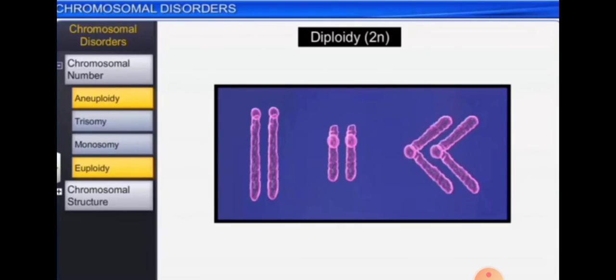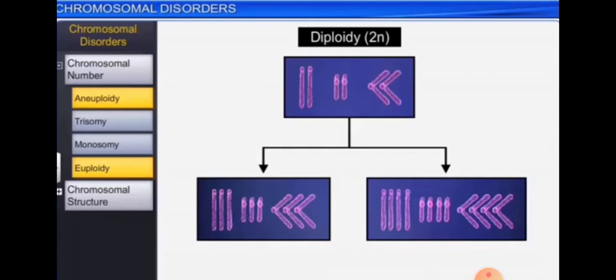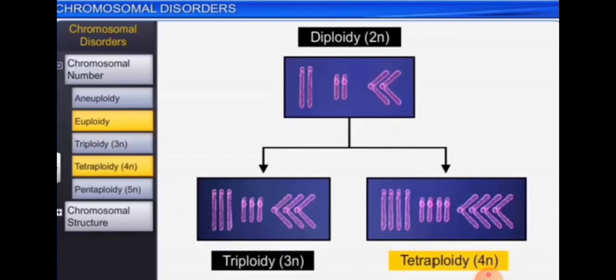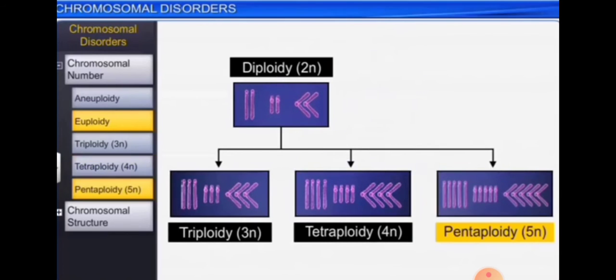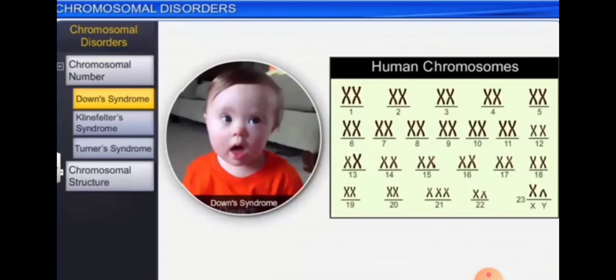Now, euploidy is a polyploidy condition where more than two haploid sets of chromosomes are formed due to the failure of cytokinesis after the telophase stage. The number of chromosomal sets added can be triploidy, or the 3n condition, tetraploidy, the 4n condition, pentaploidy, the 5n condition. In the same way it continues. Now let us see some chromosomal disorders, how they arise from changes in number.